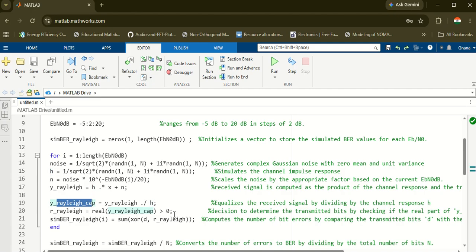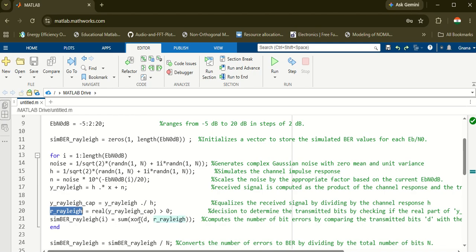So next what I am going to do is consider the real part alone. Why? Because initially we have transmitted only ones and zeros, which consist of real part only. But here the channel impulse response as well as the noise consist of imaginary terms. So my received signal may also consist of imaginary terms, and I have to eliminate those. So for that I am going to consider the real part of the received signal greater than 0. Those values greater than 0 are considered the real parts, and that value will be stored in this variable R underscore Rayleigh.